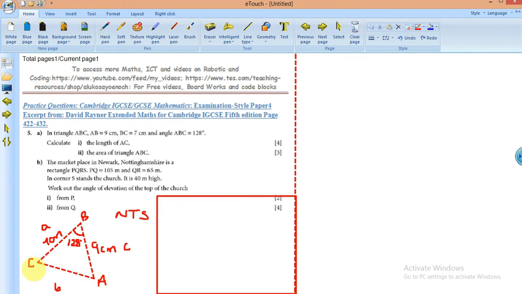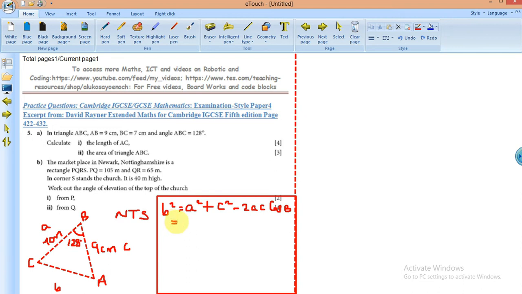I'm looking for side CA, so b squared equals a squared plus c squared minus 2ac cos of the included angle, so that is cos B.